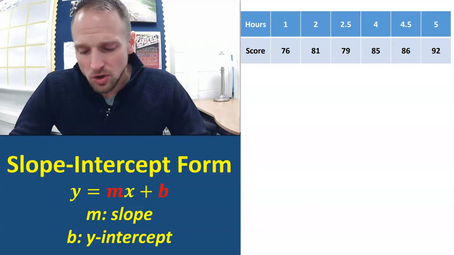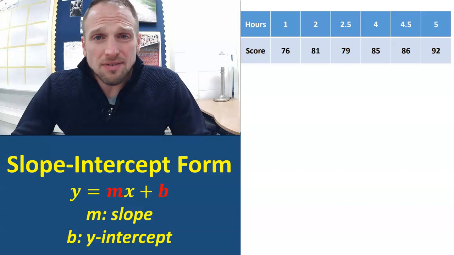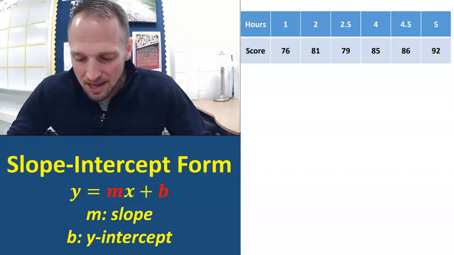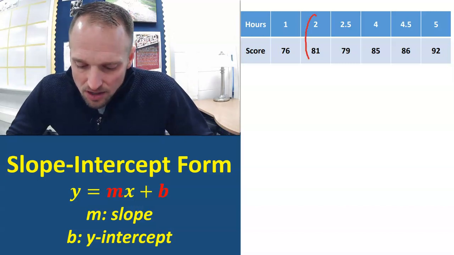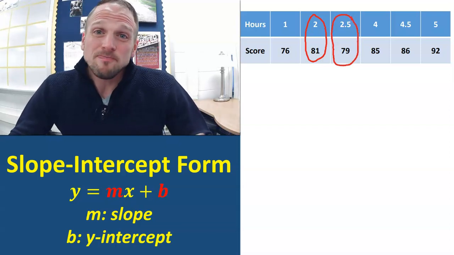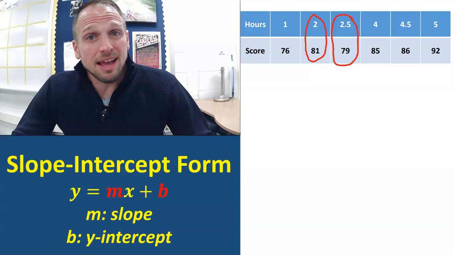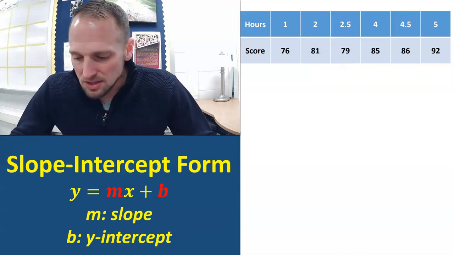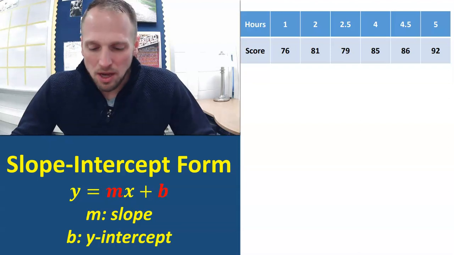Now, one thing I want you to notice, in real life, the data doesn't always follow a perfectly straight line. And look at this: the person who studied 2 hours got an 81. Person who studied 2.5 hours got a 79. Sometimes life works out like that, all right? Not always fair. Let's write the equation of this and let's make a prediction.